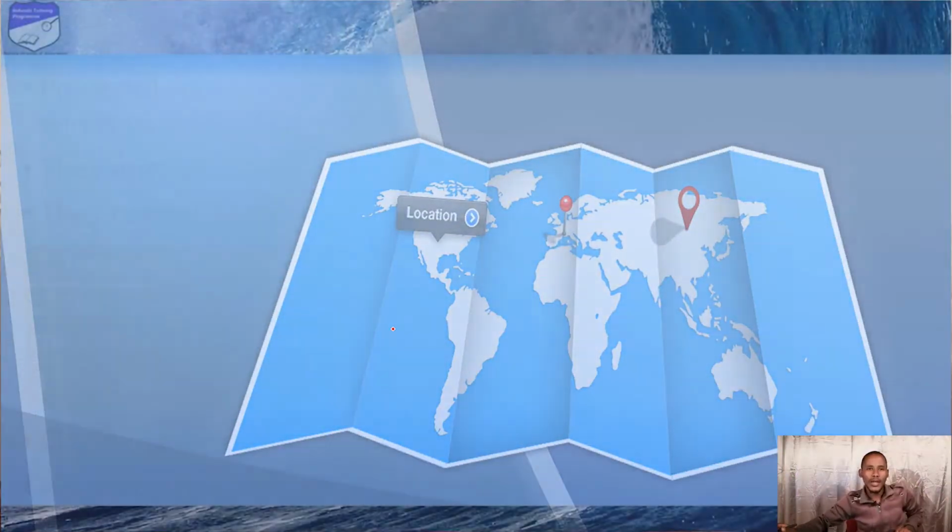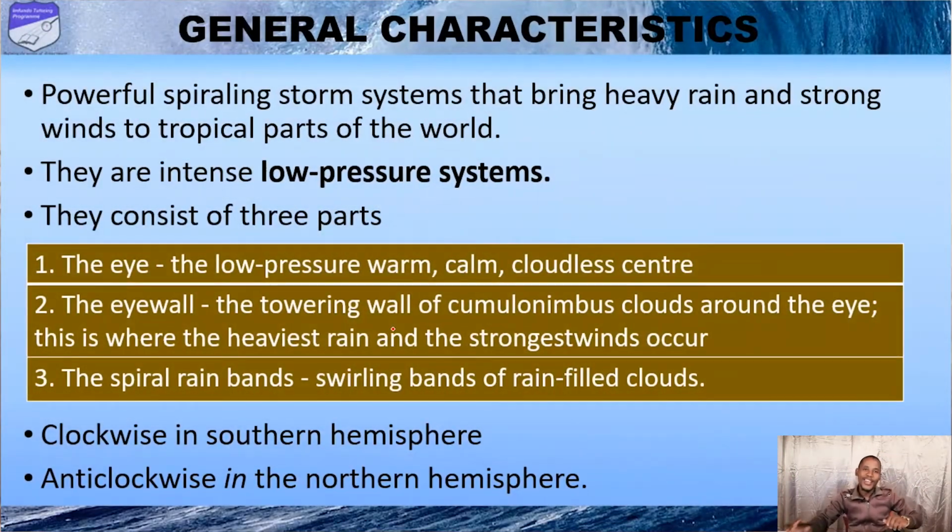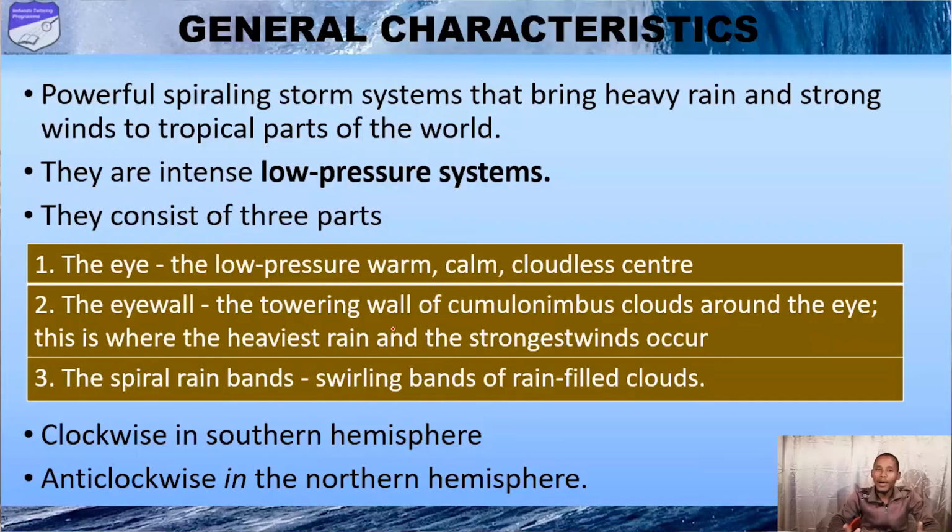So what is it that you need to know with regard to a tropical cyclone? The very same thing we did with the mid-latitude cyclone. We're going to look at general characteristics. This is where we say anything that you can say about tropical cyclones, that applies to tropical cyclones. First of all, very important to remember, these are similar to mid-latitude cyclones because they are both low pressure systems. But here's the first difference. We say they are powerful spiral storms.